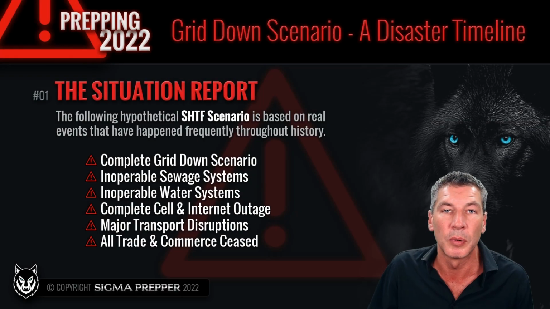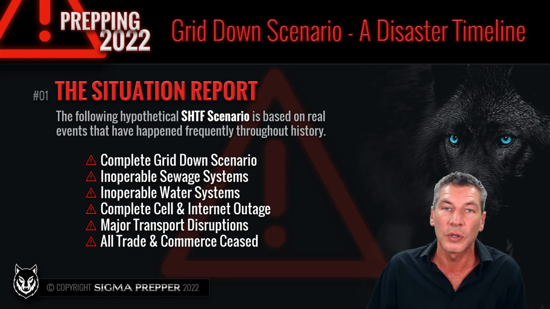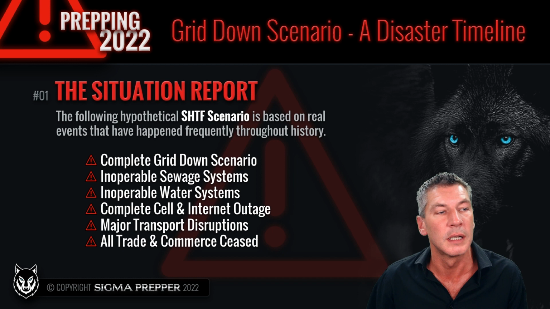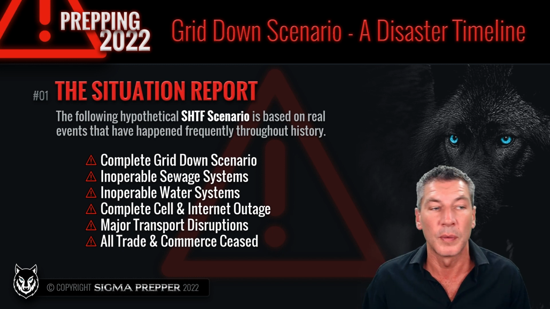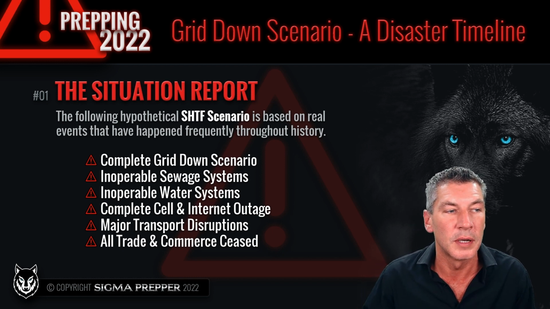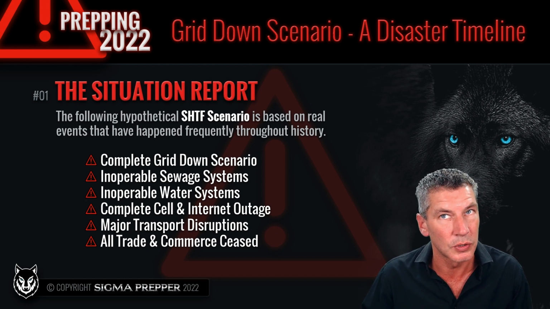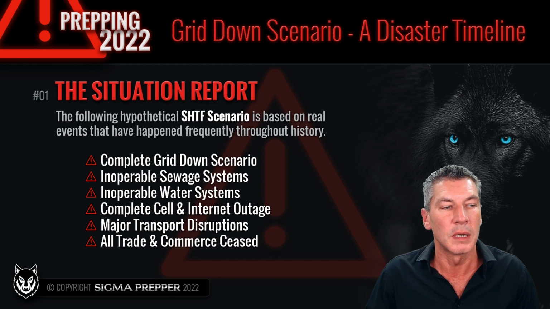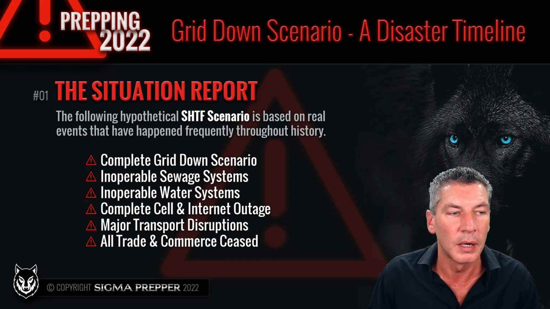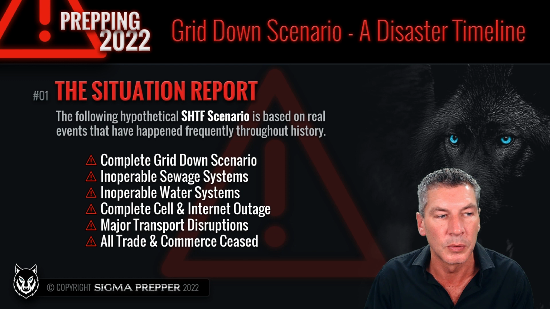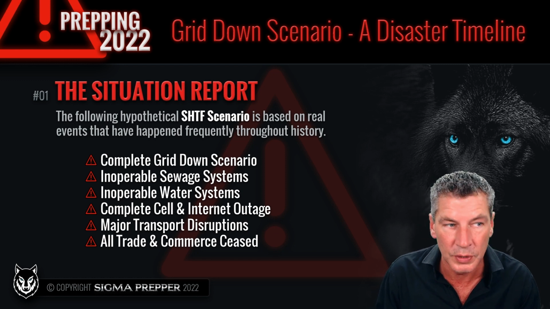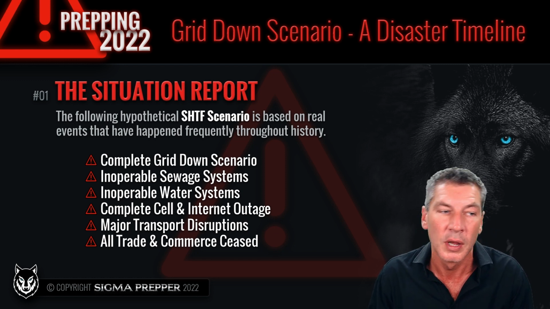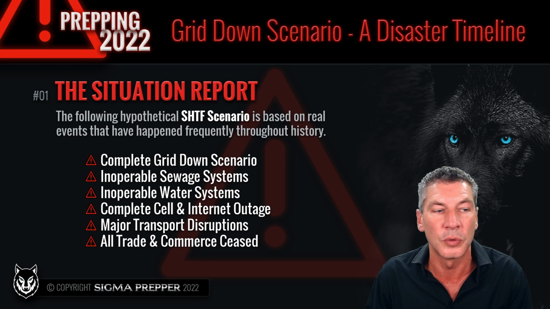So the situation report then, as it said, this is a grid down scenario talking about power outages and the like. So we're following hypothetical SHTF scenarios based on real events that have happened frequently throughout history. So this is going to be more epic though, because of course we're so reliant on tech right now. So we're going to be looking at a complete grid down scenario, which will lead to inoperable sewage systems, inoperable water systems, complete cell and internet outage, major transport disruptions, and all trade and commerce cease.